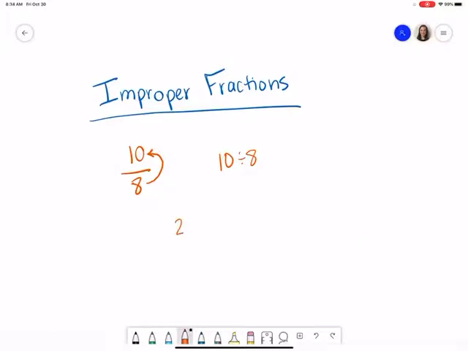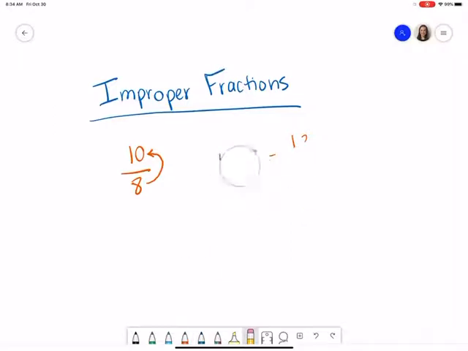Okay, can we fit 2 whole groups of 8 into 10? No, right? That's more than 10. So we can only fit one group of 8 into 10. So we've got one whole group of 8 into 10 with how many left over? Well, 10 minus 8 is 2. So we've got 2 left over. And we're going to put those 2 back over the 8. Okay, because we know that those are just 2 pieces out of the 8 that we needed.